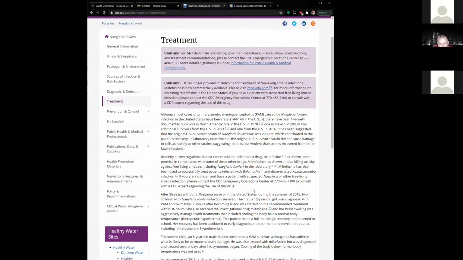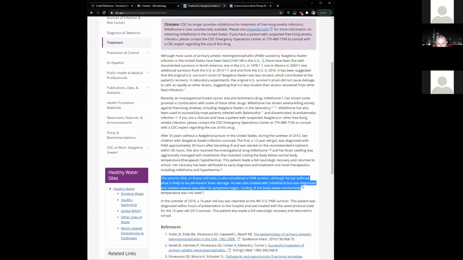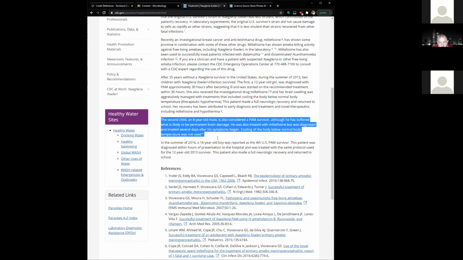And it was something about after 35 years without a survivor, this is ridiculous, in 2013, 2 kids actually lived. A 12-year-old girl who was diagnosed 30 hours after, someone else 36 hours. They gave her some sort of new medications, and these particular girls made full recoveries. Well, at least the first girl did. This male did not. So it seems now we have some better strategies, but most of these people do not do well. And that is sad.